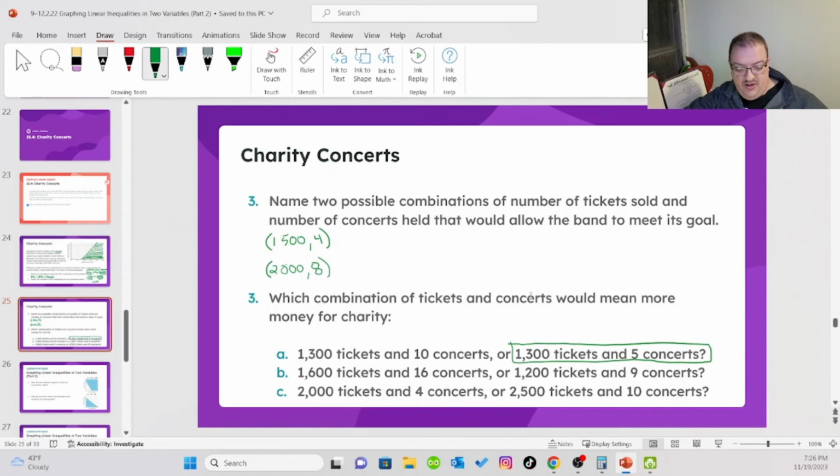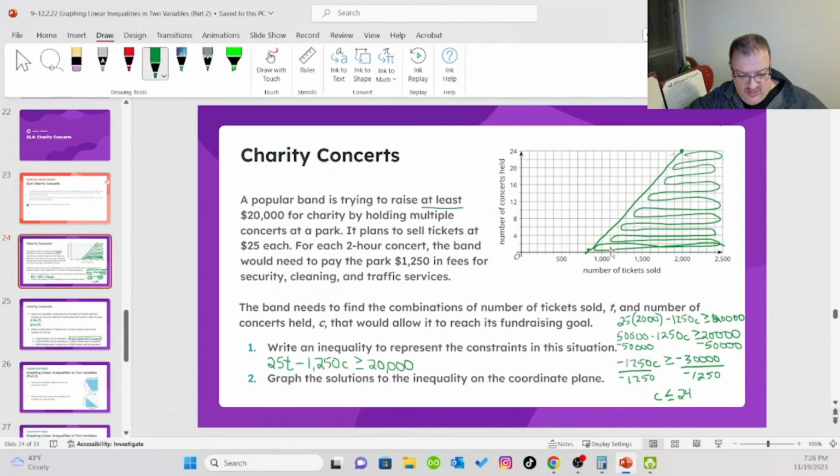And if we look at our graph, 1,300 would be right here. 5 concerts would be here. 10 concerts would be right on the line probably. So the closer we are to this line, the more we're at the 20,000, the more we're in the shaded area, the more we're over 20,000. So that's another way you could look at it.